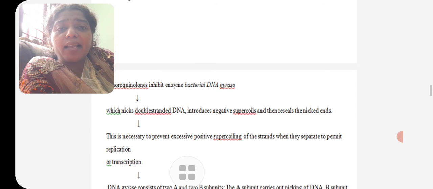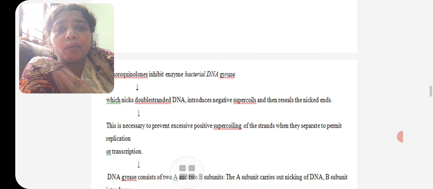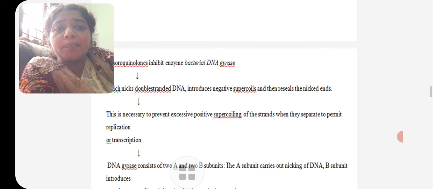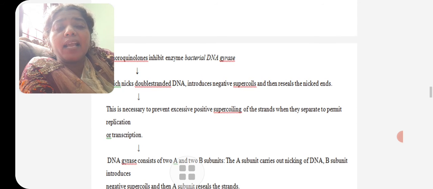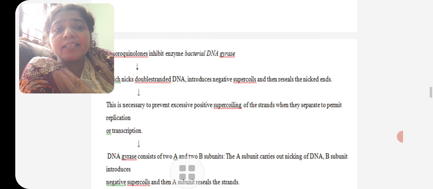DNA gyrase will be nicking. Nicking means it will cut the double-stranded DNA. It introduces negative supercoils and then reseals the nicks. The purpose of introducing negative supercoiling is to prevent excessive positive supercoiling of the strands when the DNA strands separate to permit replication or transcription.